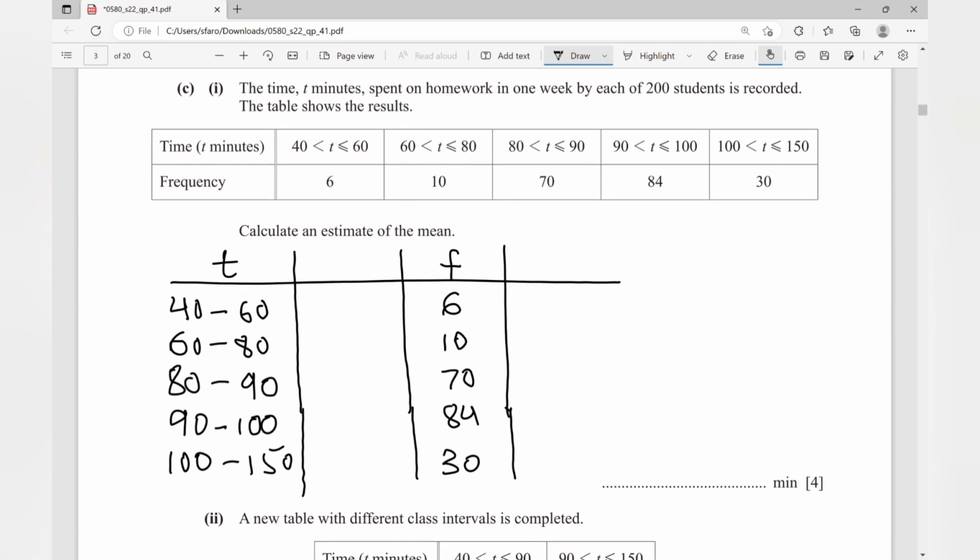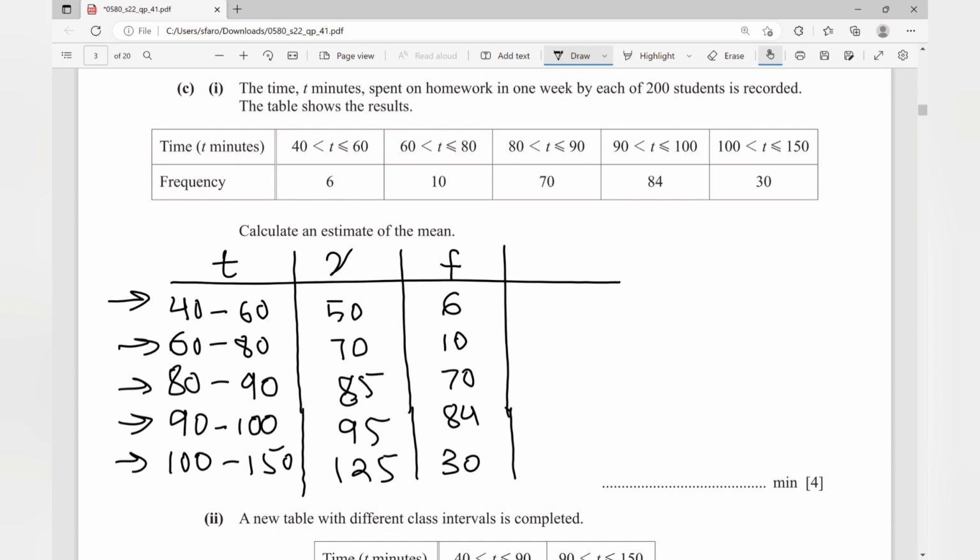Now what you have to do is find the midpoint of the time. For example, what is the midpoint of 40 to 60? The midpoint is 50. For 60 to 80, the midpoint is 70. For 80 to 90, it is 85. For 90 to 100, it is 95. For 100 to 150, it is 125. So let's call this x, and for the last column you have to multiply f with x.